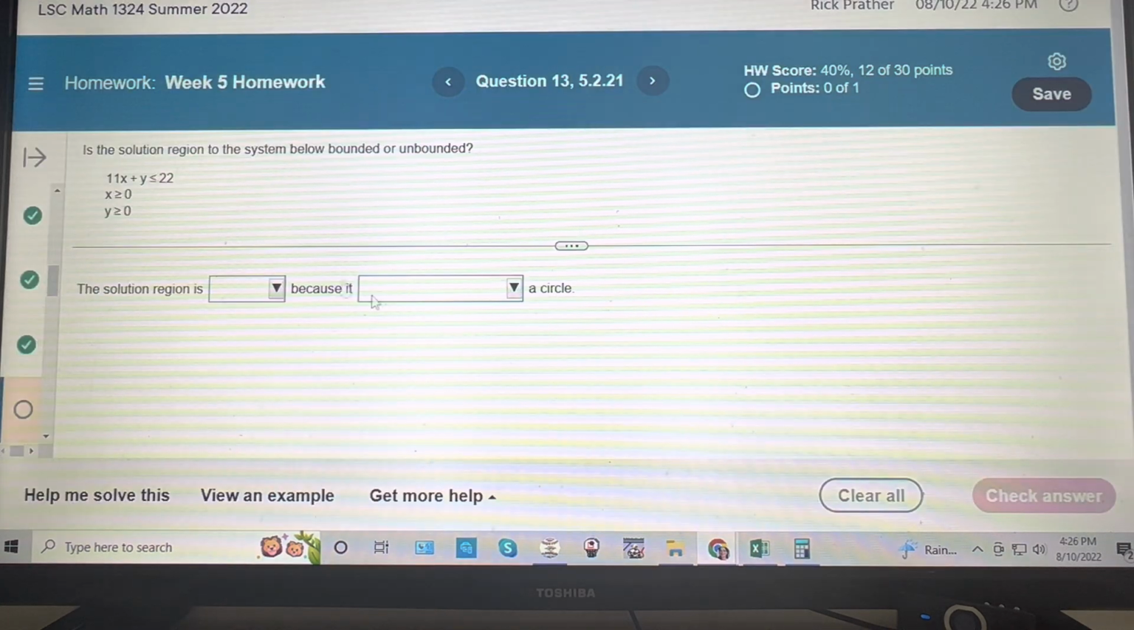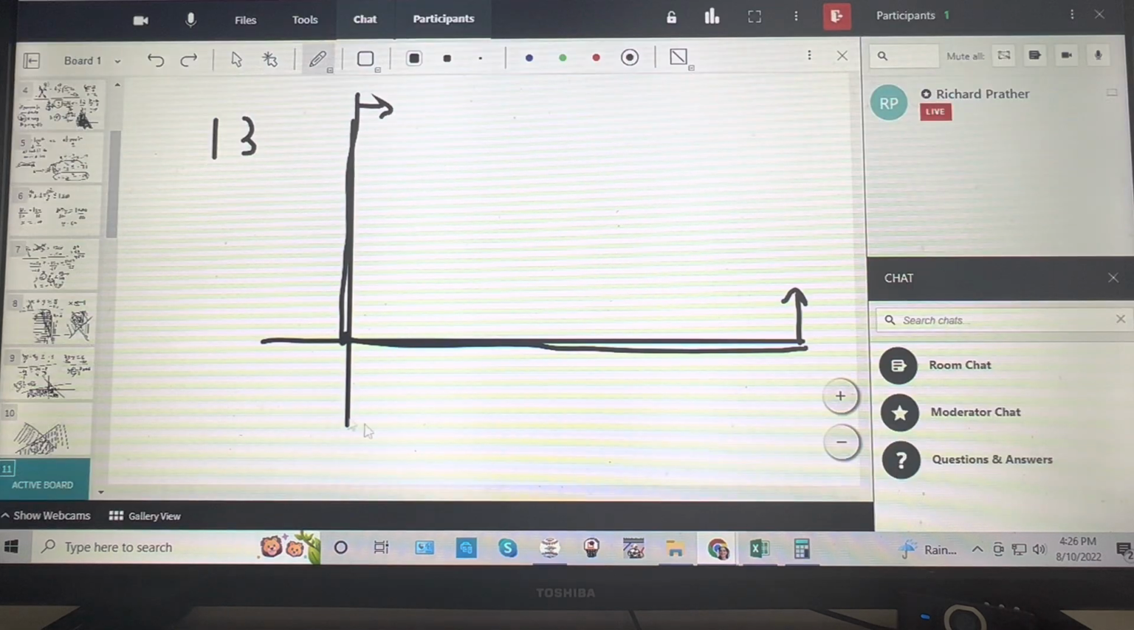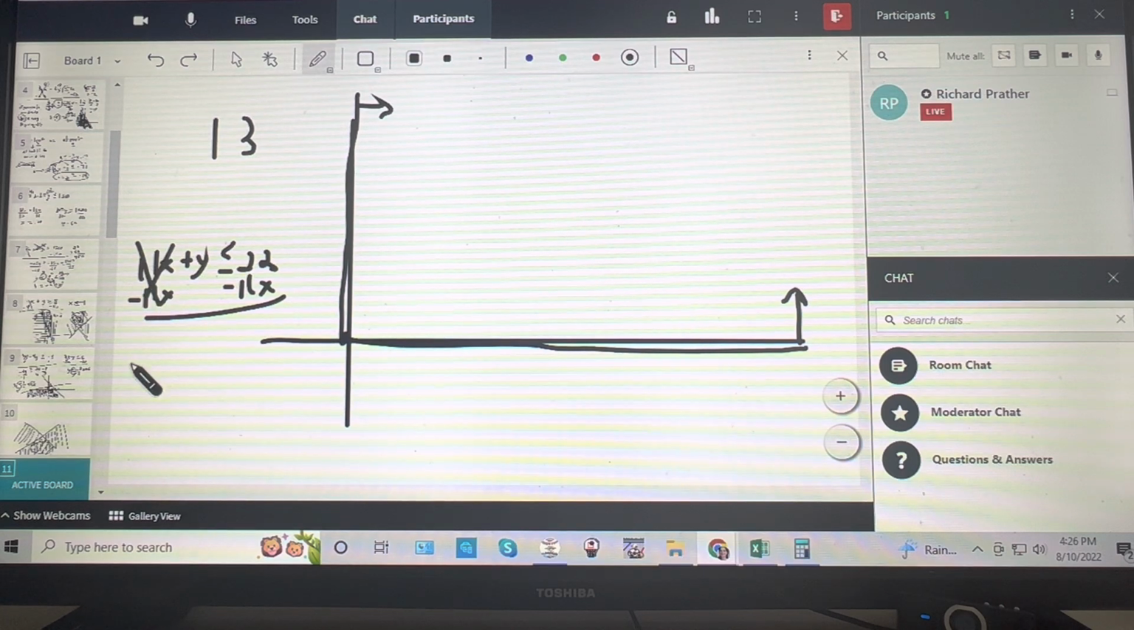So then there's only one inequality here. 11x plus y is less than or equal to 22. So if I subtract the 11x, y is less than or equal to negative 11x plus 22.